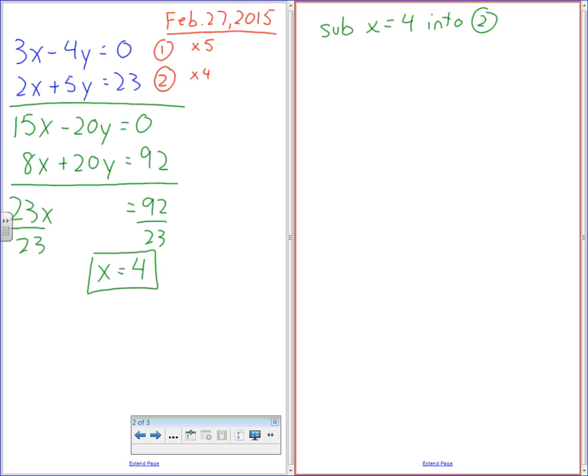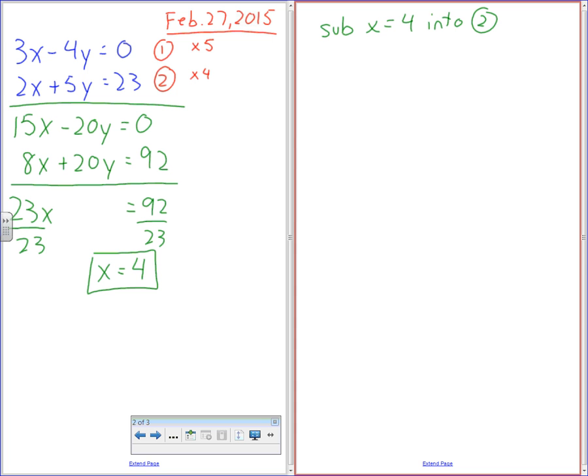What if you subbed it into 1? 1 will work too. If you sub into 1, you'll get the same answer. Either one will work. They'll both be the same. So it doesn't matter at all? It does not matter at all.